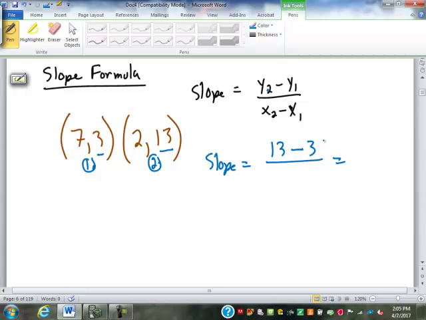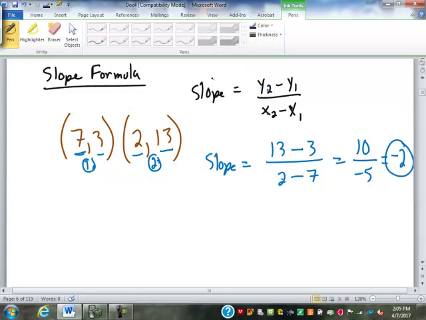Now that subtracts 13 minus 3 does give us 10. And now for x2 minus x1, x2 is 2, good. Point 2, the x-coordinate is 2. Minus x1 is 7. Point 1, the x-coordinate is the 7. So 2 minus 7 is a negative 5. And we divide it out. 10 divided by negative 5 is negative 2.